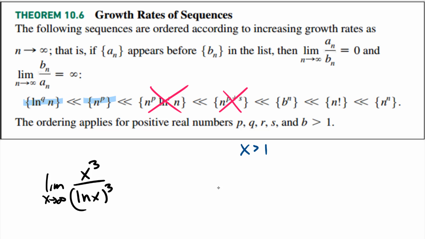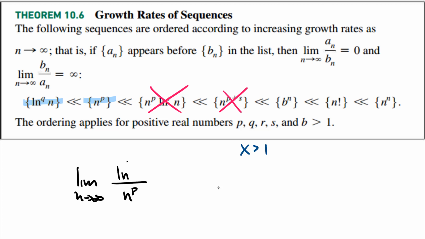And just do it and get your answer. Because we know an n raised to a power is always going to grow faster than a logarithm raised to a power. So now I know that the top is smaller. It grows slower. Hence, this is 0.